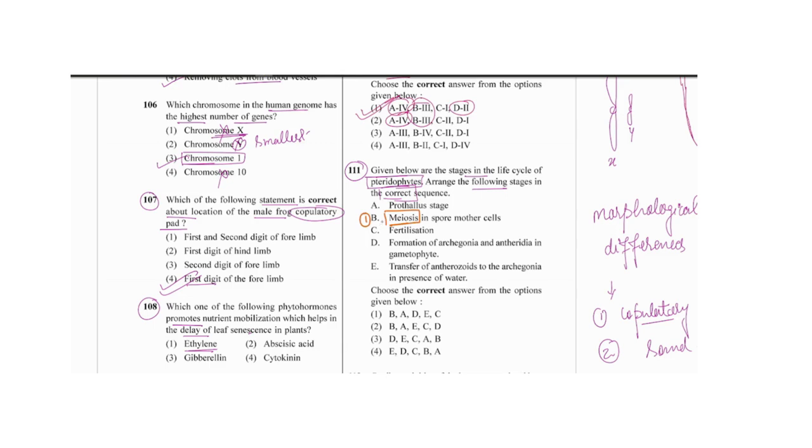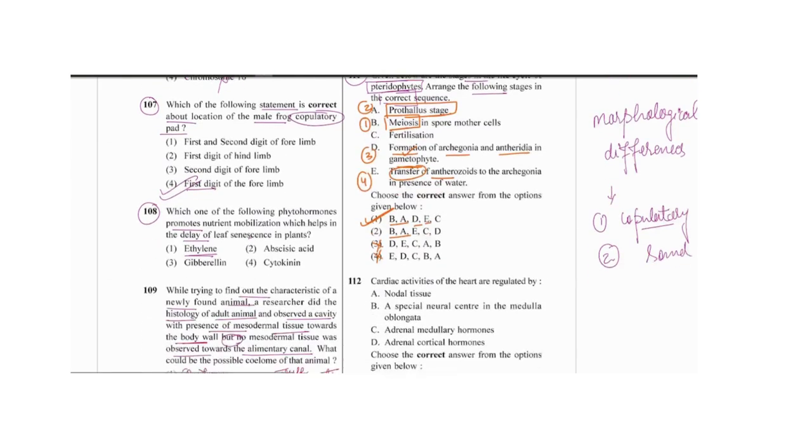After that the prothallus stage will come, which should be second. So B and then A, given in two options. The rest two will be eliminated. Then D or E: the formation of the archegonia and antheridia in the gametophyte will be on the third stage, and only then the antherozoid will be transferred. So first the formation and then the transfer, so first D and then E. D and E are given in the first option.